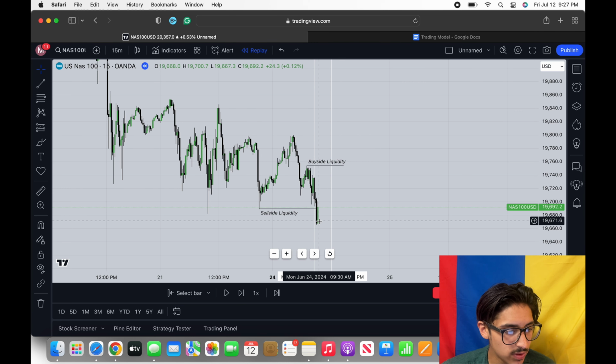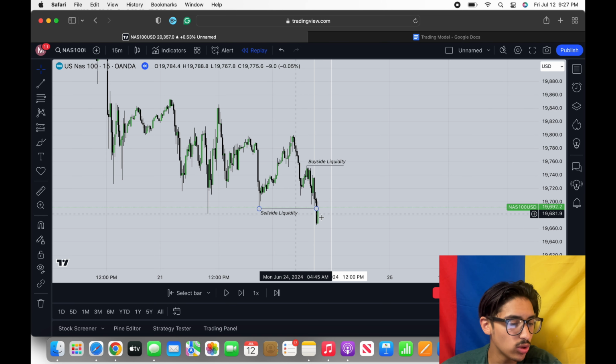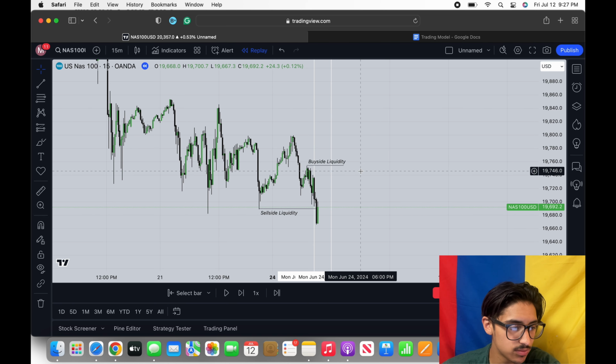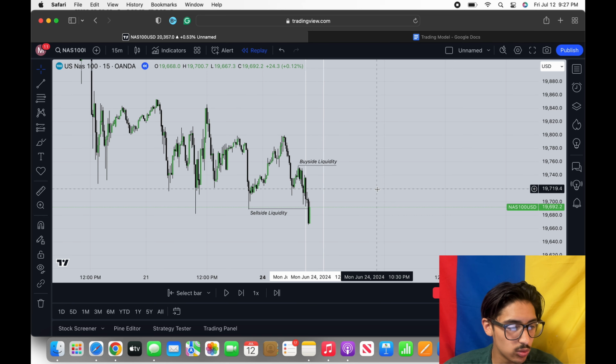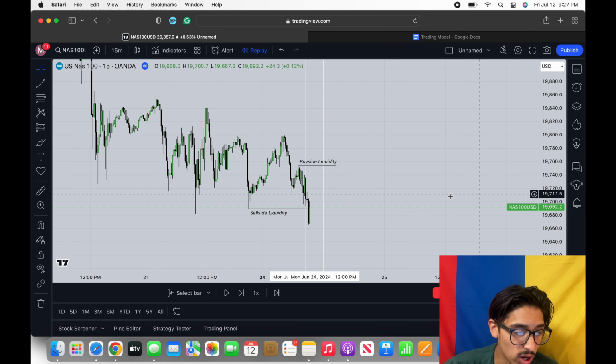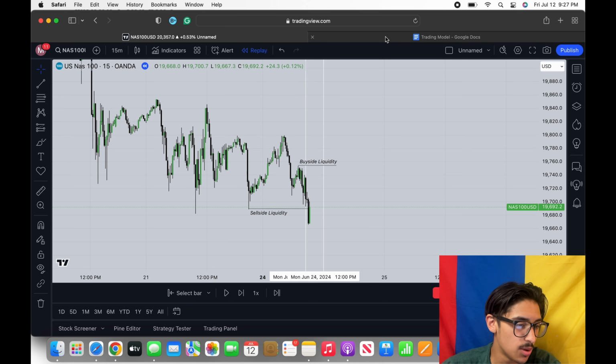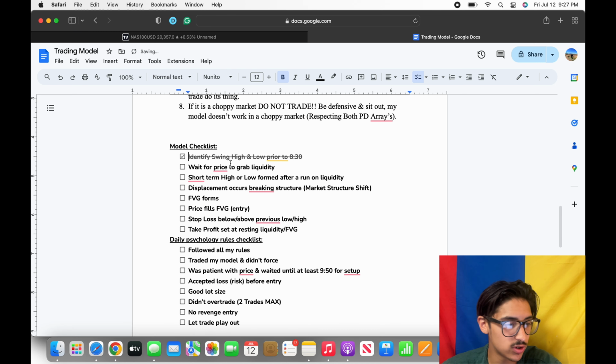But we get on the charts at 9:15, and we see we already traded below that sell side level. And again, we have to wait for at least 9:50 for a setup, right? So here, we're not even looking for a setup anyway, but we already traded below that first swing low. So what I'm looking for now is honestly price to trade up into here. When price trades up into there, then we'll look for other things. But right now, we just identify that first swing high and low prior to 8:30. Boom. First thing checked off. Perfect.